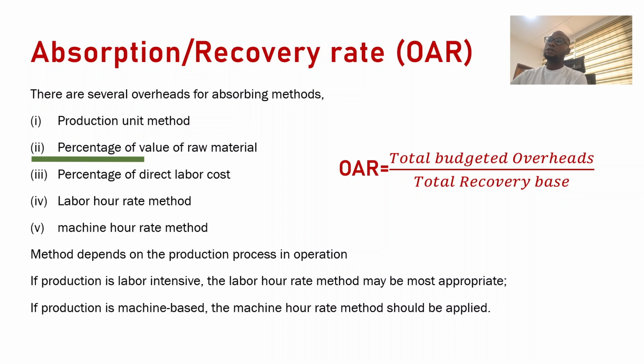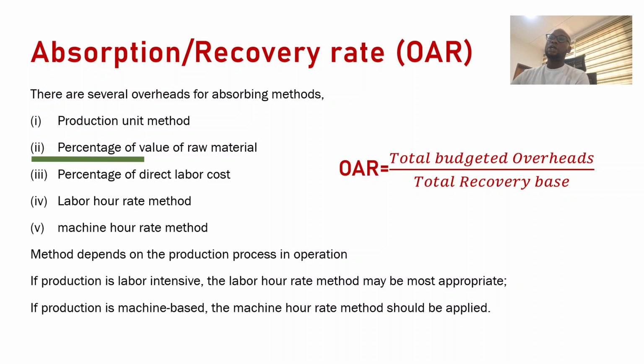So what is the recovery base? Now, the formula on the right, which is the OAR, overheads absorption rate. Now, the total recovery rate base is what is on the left. There are several methods that an organization can use. First, an organization can use the production units method. How many units were actually produced, the volume of output. So Coca-Cola will produce 60 million units. Sprite will produce 4 million units. And for Fanta, we produce 10 million units. So in total, we produce 30 million units of Coca-Cola, Fanta, and Sprite. And so that would be the recovery base that will be used.